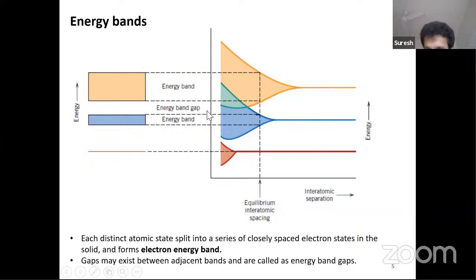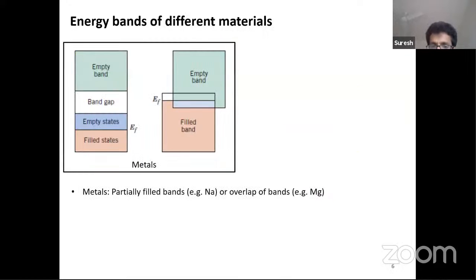Now we understood that there are discrete energy levels, but when the atoms come closer and closer, the atomic orbitals or electronic states split, and that leads to the energy band structure, right? So what are the different kinds of materials? We know, right? There are metals, semiconductors, and insulators. In the case of metals, the valence band and conduction band either overlap or you can have a half-filled valence band.